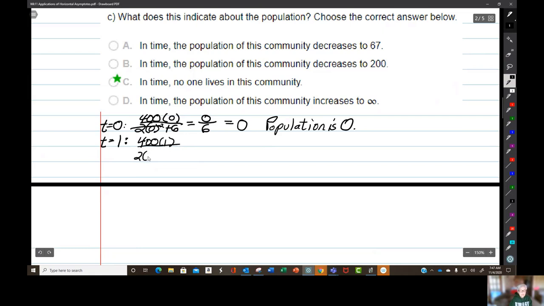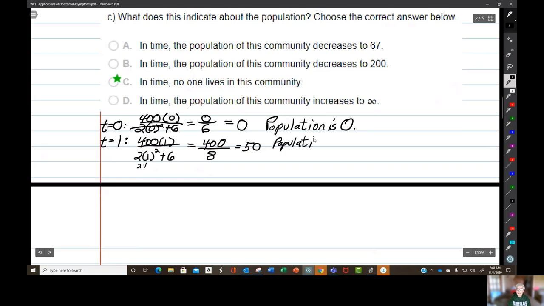Over 2 times 1 squared plus 6. 400 times 1 is 400. And 2 times 1 squared. Well, 1 squared is 1 times 1, which is 1. So that will be 2 times 1, which is 2, plus 6, that'll be 8. So 400 divided by 8 is 50. All right, well, I could say there'll be 50 people there, right? Wrong. But let's just go with it for a minute.